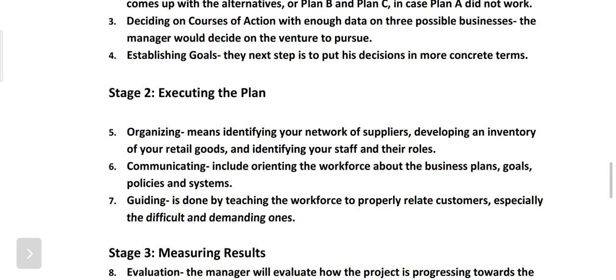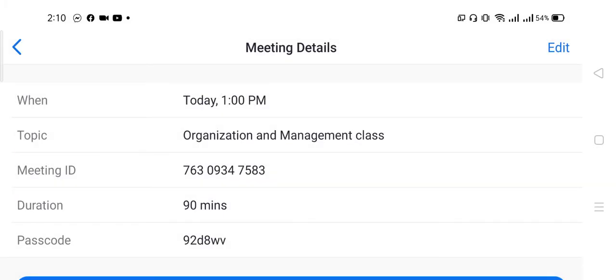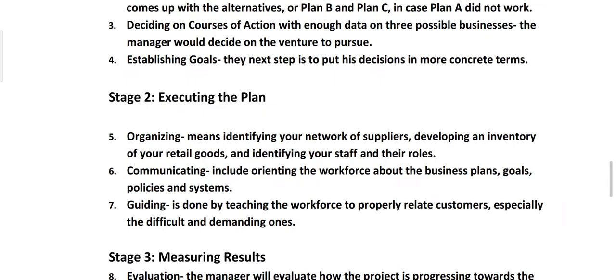Organizing means identifying your network of suppliers, developing an inventory of your retail goods, and identifying your staff and their roles. So, syempre, since alam mo na yung gagawin mo, okay, let's say, ang hirap magyaya ng mga customers sa iyong restaurant since pandemic. So, okay, executing the plan. Organizing means identifying your network of suppliers, developing an inventory of your retail goods, and identifying your staff and their roles.